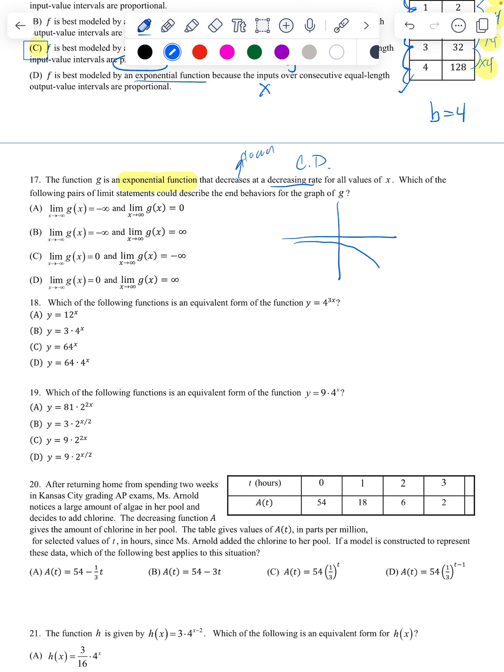The only way that it can be decreasing from left to right and concave down is to look like that. So now, which of the following is true? These are end behaviors. So before I look, I'm going to think about it. My left end is approaching 0. My right end is going down, so it's approaching negative infinity.